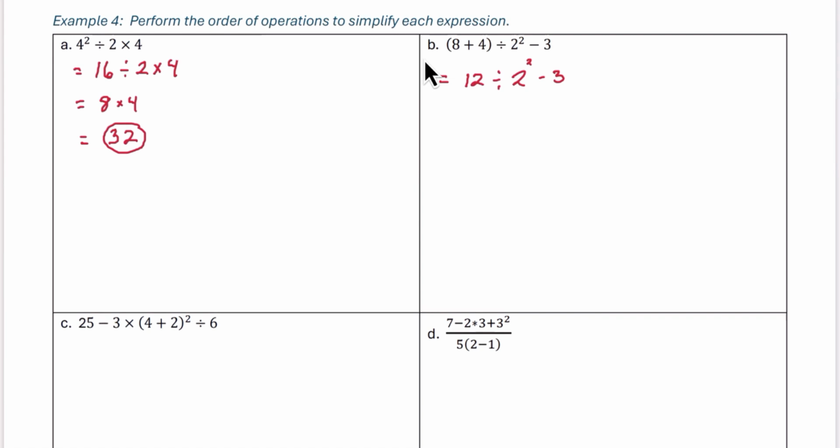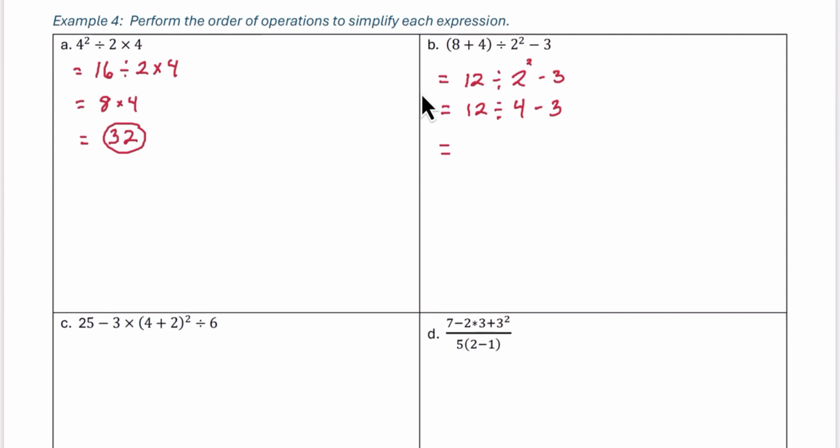I highly recommend that you do one step at a time until you get very comfortable with order of operations. Sometimes you can combine steps, but until you're very, very comfortable with that process, I recommend one step at a time. Now that we've taken care of the parentheses, we want to move on to exponents. And we do have one here. We have 2 squared. So let's do that next. We'll bring down the 12 and the division symbol. And 2 squared, 2 times 2 is 4.